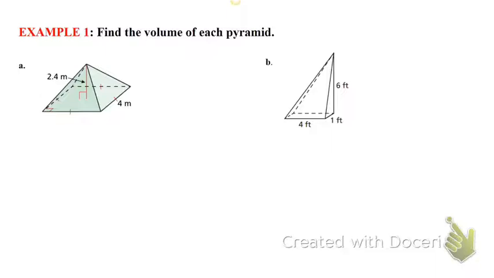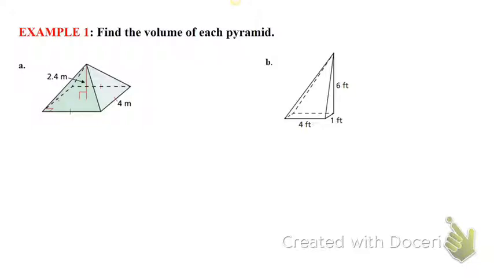So now we're going to try to do a couple of problems. Let's start off with example 1A. We're going to find the volume of this pyramid. If you look at the pyramid, the base has all four sides marked congruent. Each one of them, therefore, is 4 meters. The height is 2.4 meters.